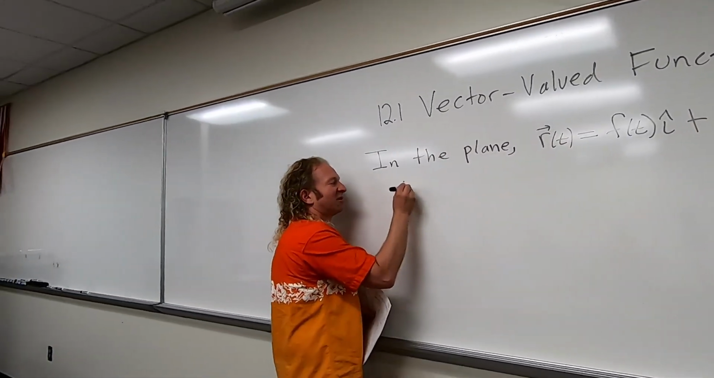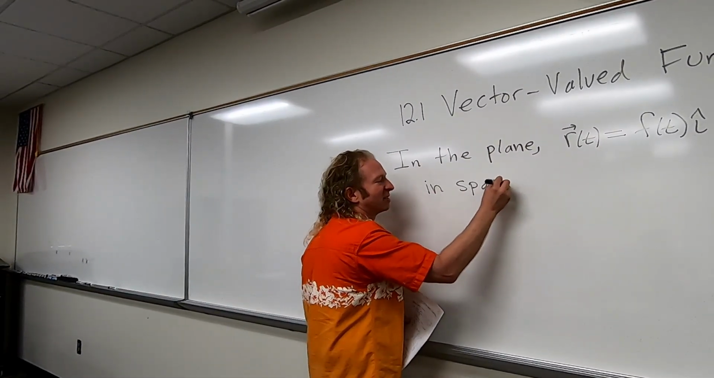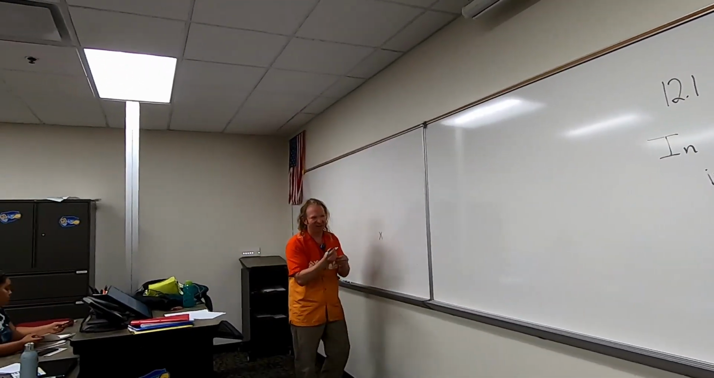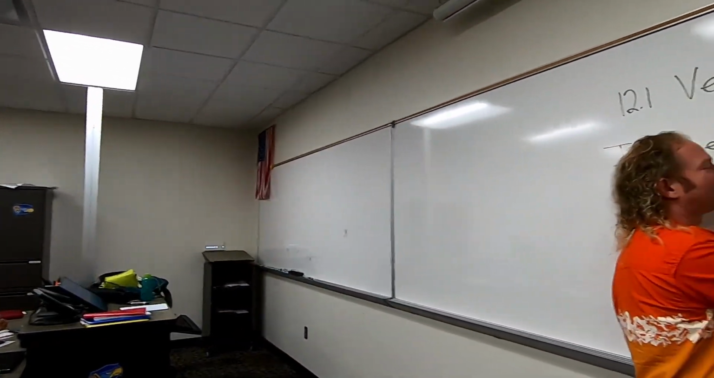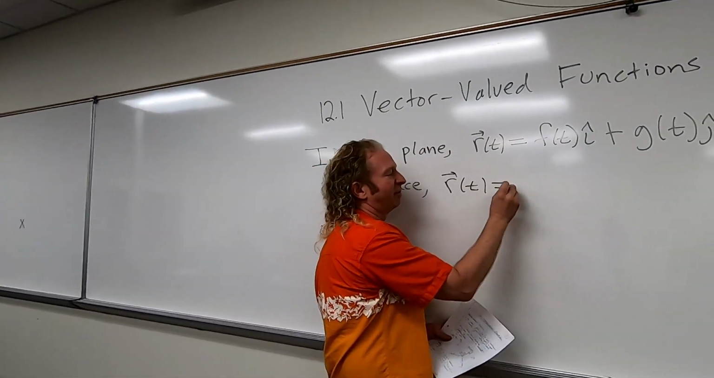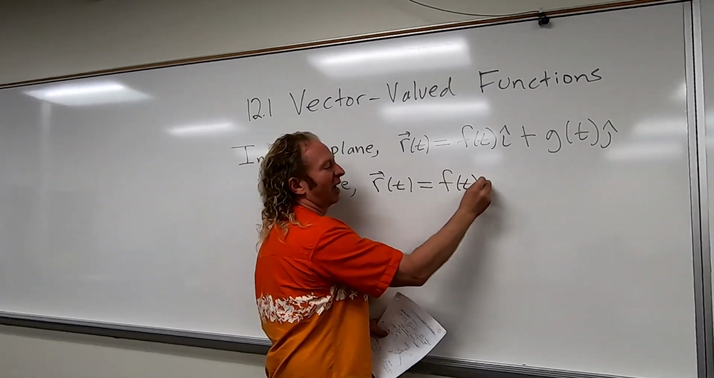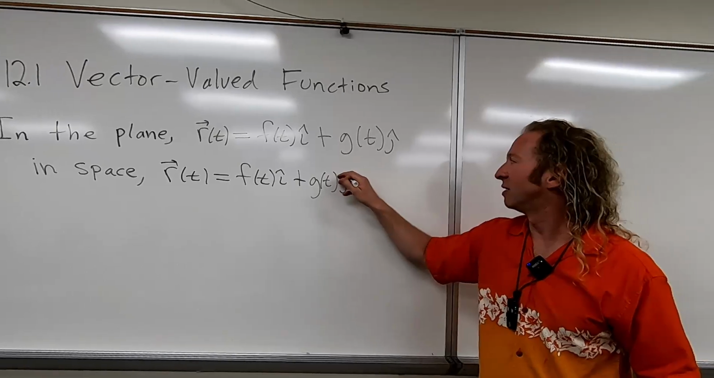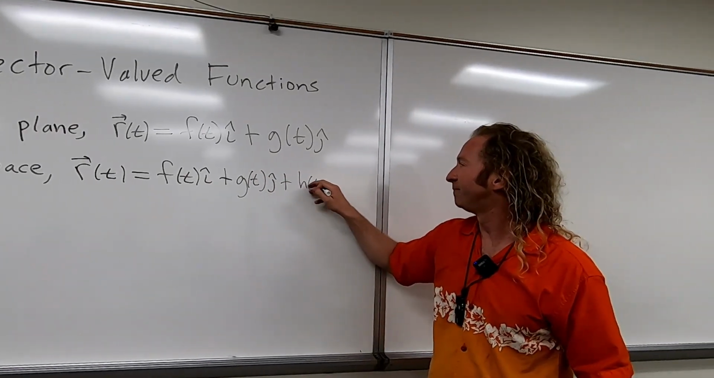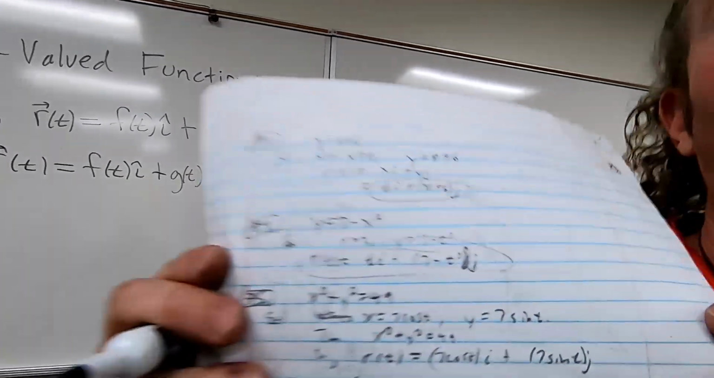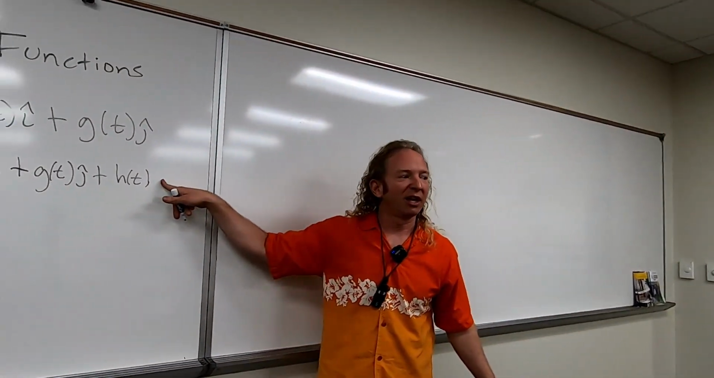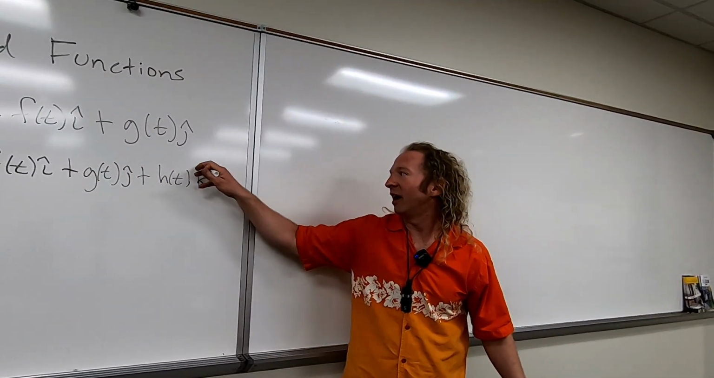In space, that sounds really cool, like outer space. Let me get a better marker, something really dark. That's much better. So in space, it would be very similar. We'll have f of t i hat plus g of t j hat plus h of t. What would go here in this case? k hat.